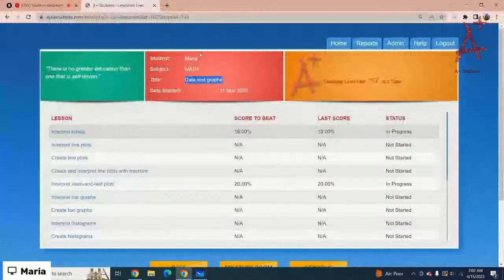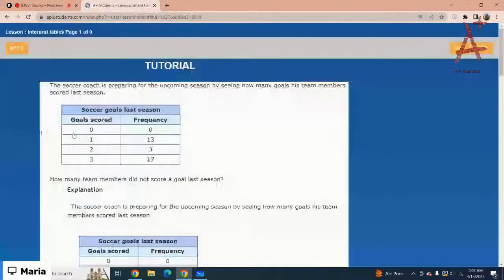Okay, here I'm on grade 7 maths. The chapter is data and graphs. Let's just start with the first lesson, that is interpret tables. Basically we're going to learn how to read the data from tables. So let's just start with the first example. Just listen to me carefully.